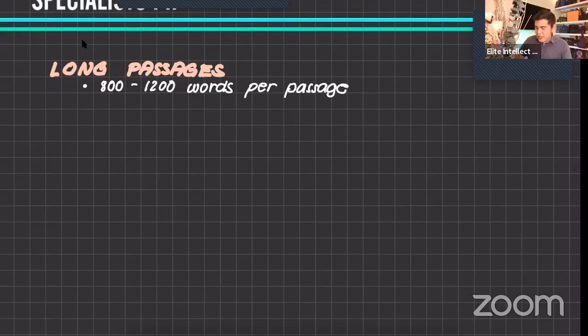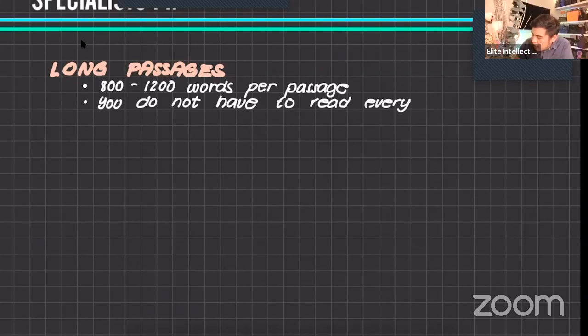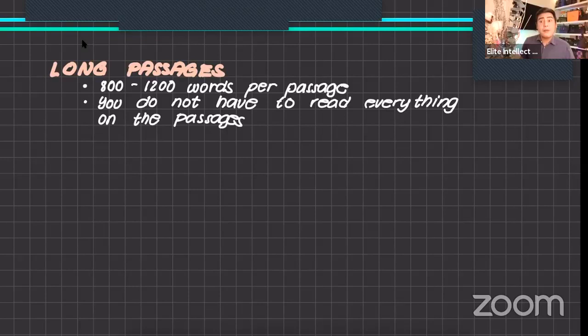Did you know that you do not have to read everything? On the examination, as I told you last week, you do not have to read everything, because what I would want you to remember is that you're just there to scan through the ideas and find the synonyms. Yung iba kasi they think, oh, since it's a reading examination, I need to read everything. No, you don't have to, my love.